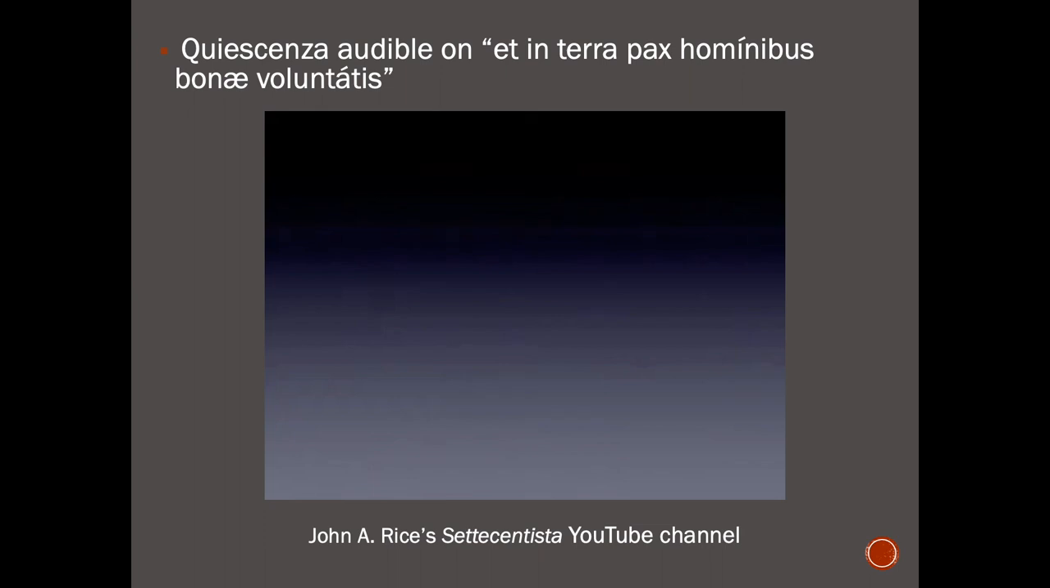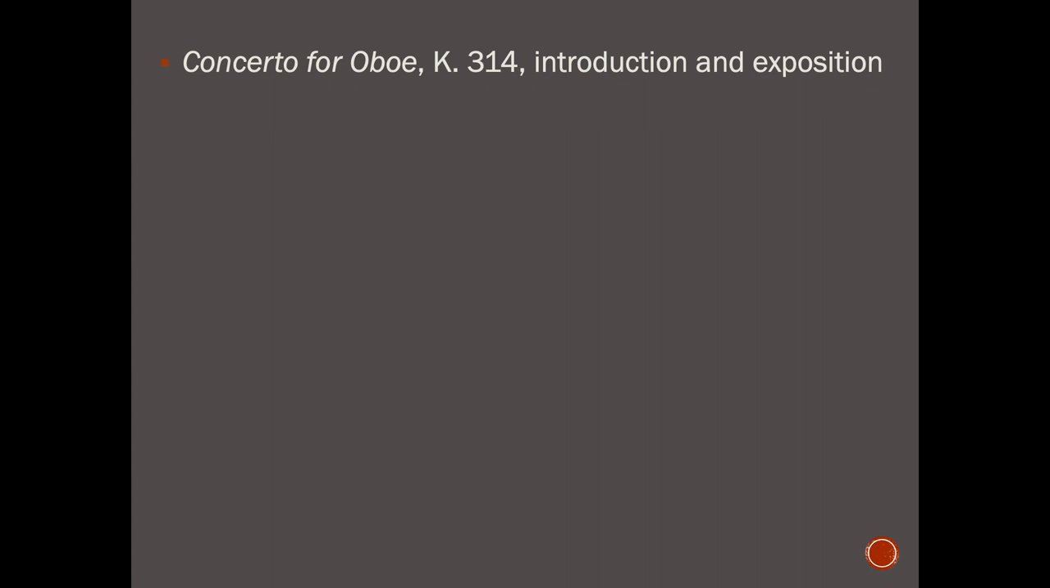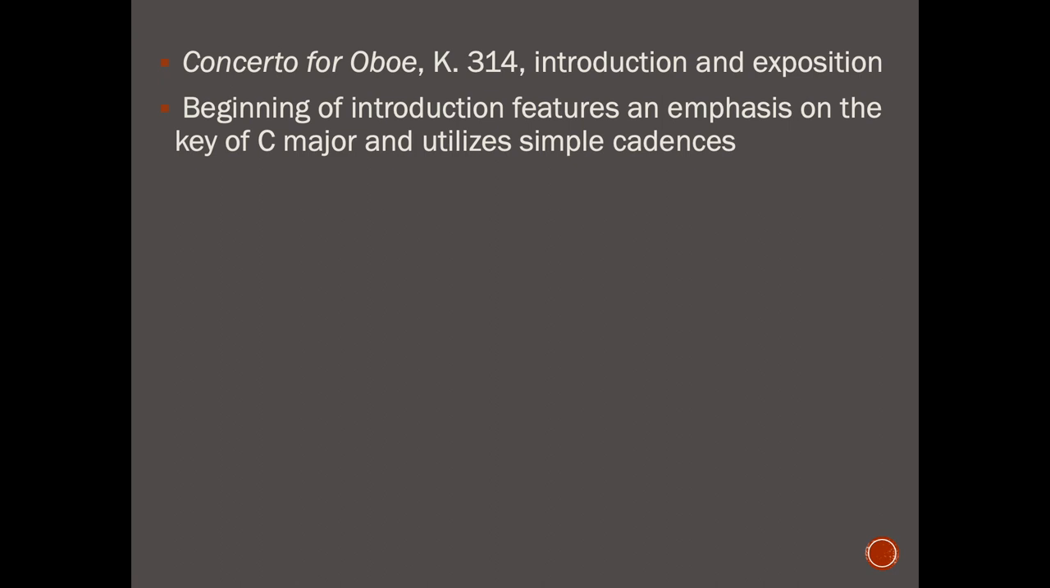Now, finally, what we're here for, the Mozart Concerto, the introduction and the exposition. What happens when we start looking for these Galant schemata of Gjerdingen in this piece of music that we can't escape? Okay. Beginning, the introduction, as we all know, features an emphasis on the key of C major and also utilizes simple cadences. Mozart spends time establishing, yes, this is in C major.